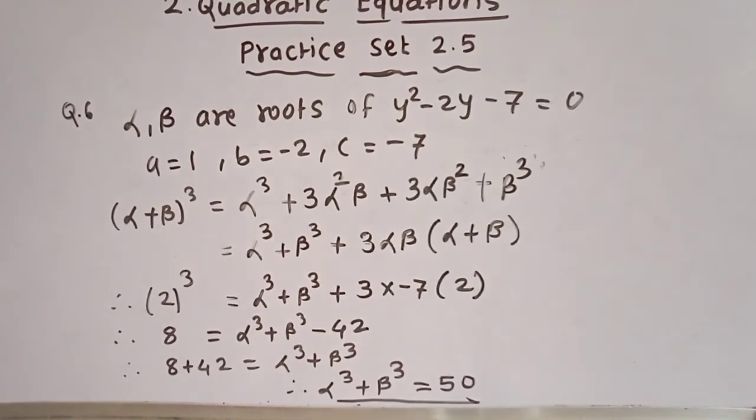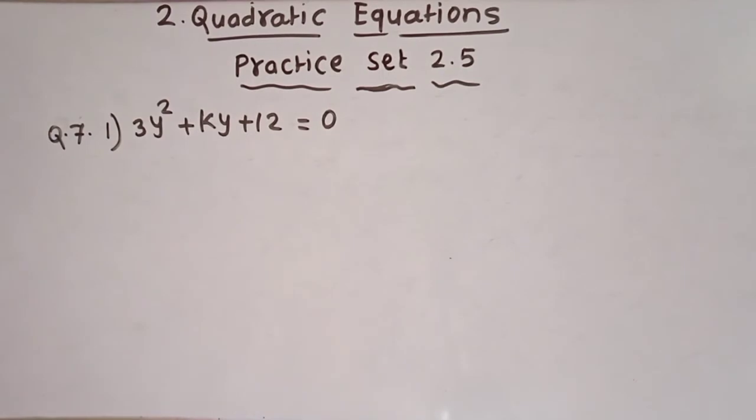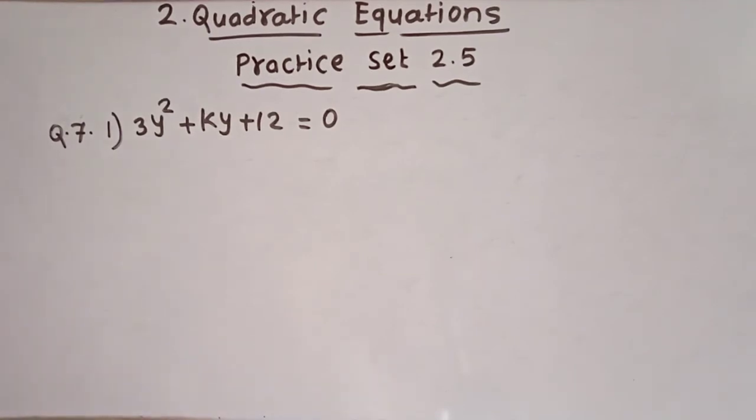Okay, so solve it. Now question 7 is, the roots of each of the following quadratic equations are real and equal. Find k. Now real and equal means what? The delta, means discriminant value, should be 0. Yes or no? Real and equal means delta is equal to 0. This thing you have to keep in your mind.